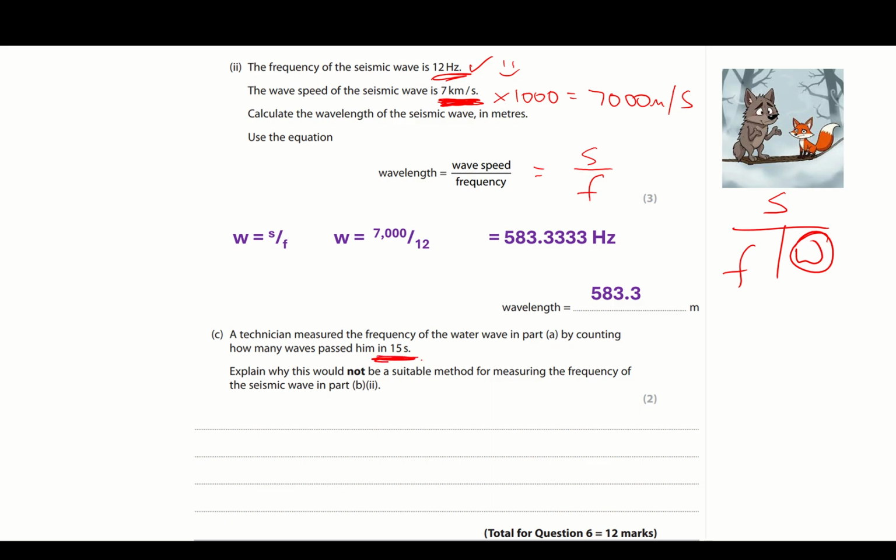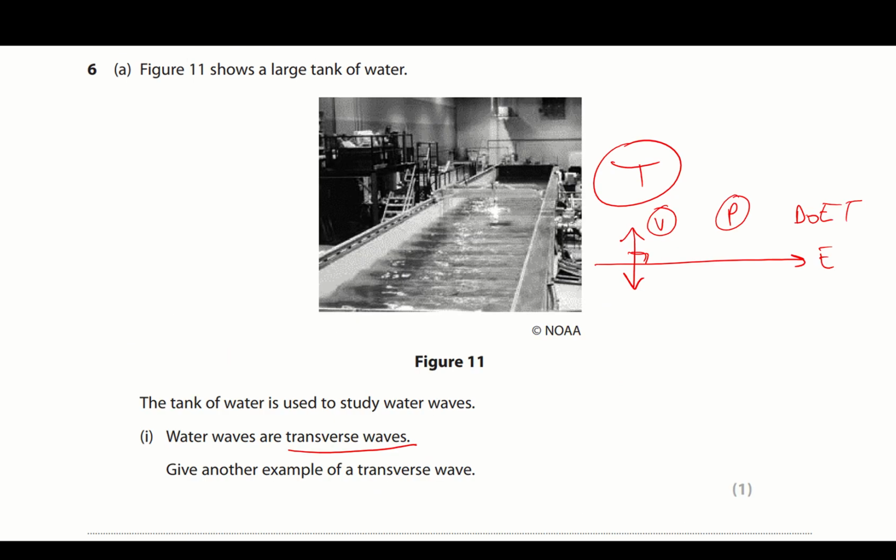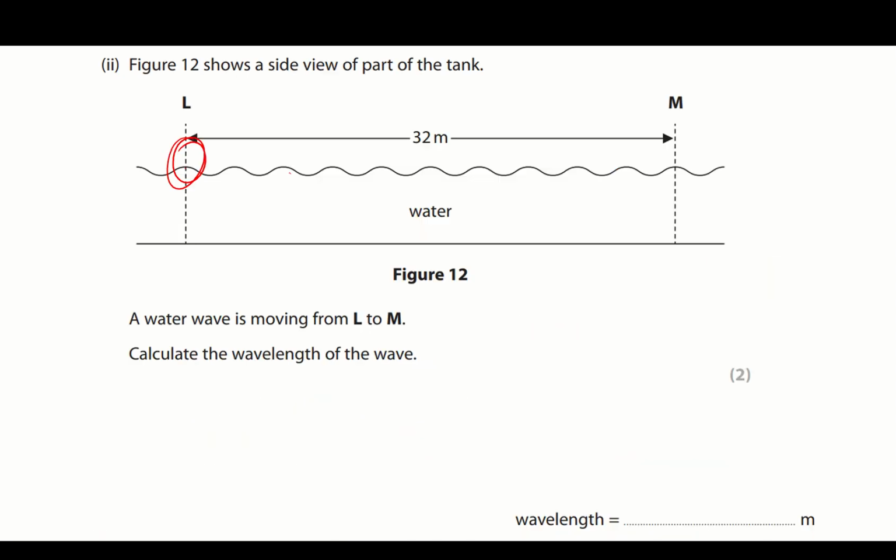The technician measured frequencies of the water waves in part A by counting how many waves passed him in 15 seconds. All right. So explain why this would not be a useful method for measuring the frequency of the seismic waves. So let's go back to the picture. And we can see, well, these are going to be moving relatively slowly with not that many waves passing each unit time. So I can actually count them.